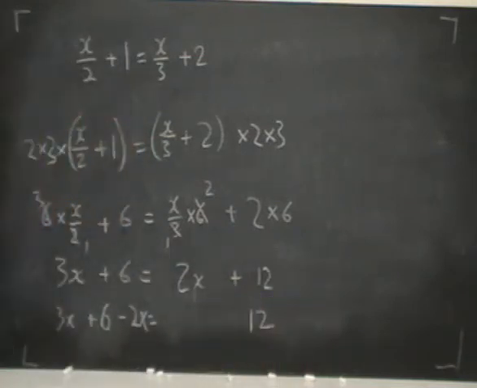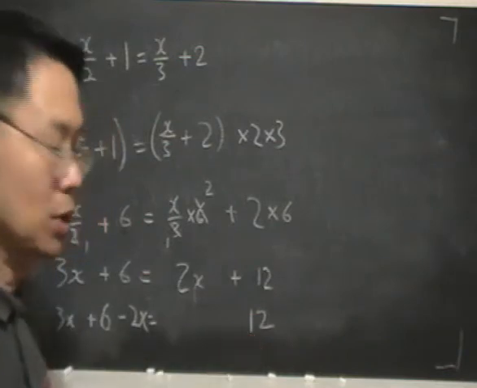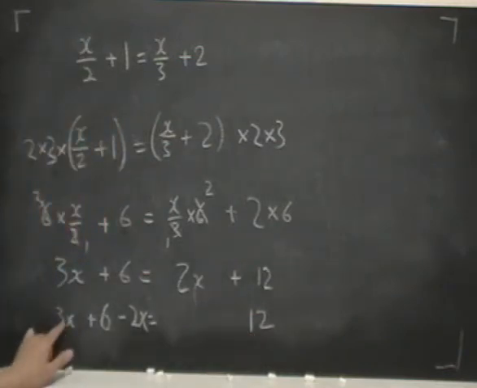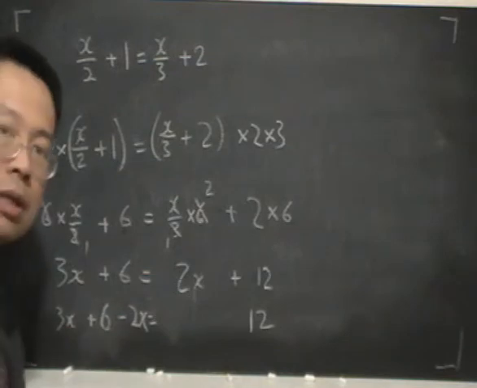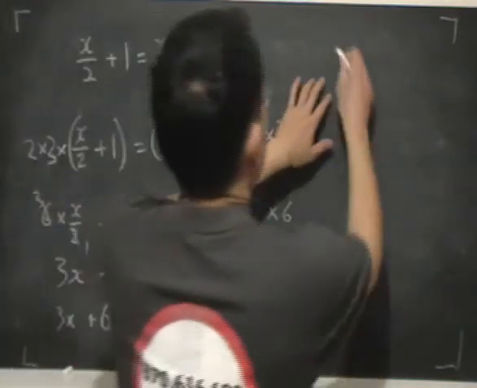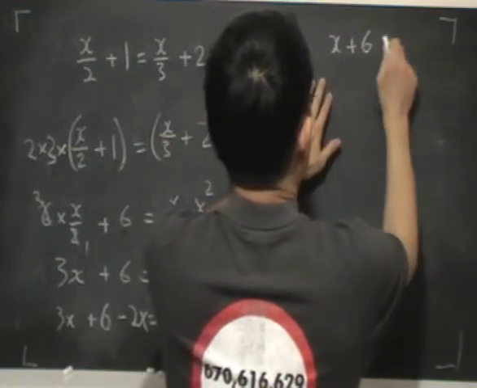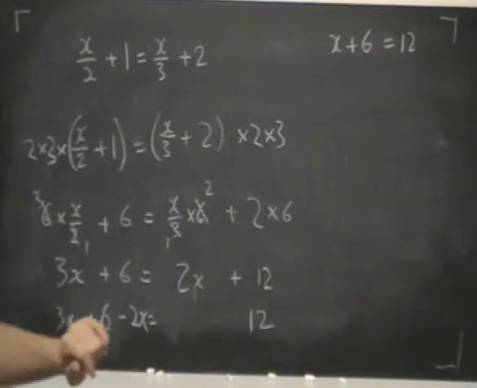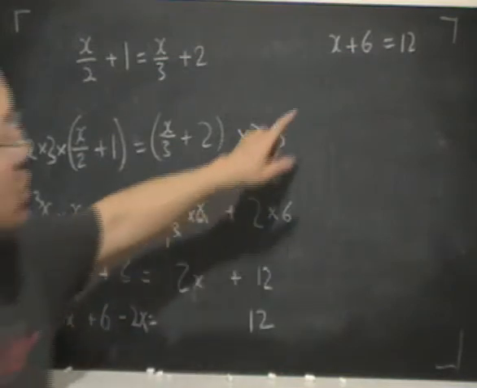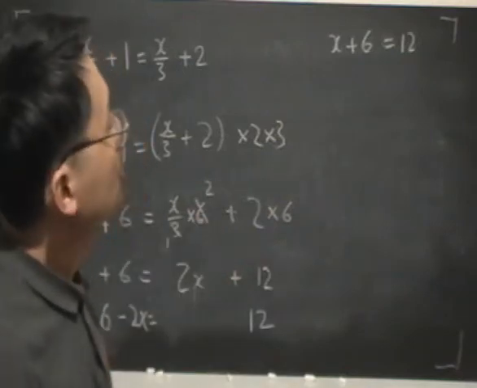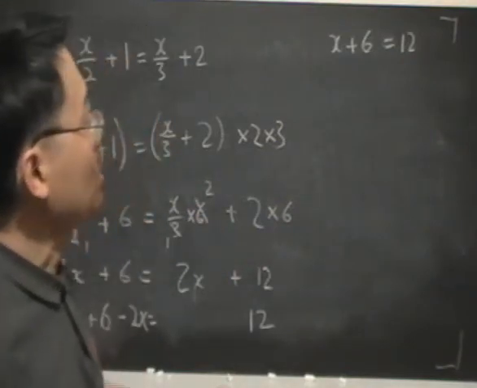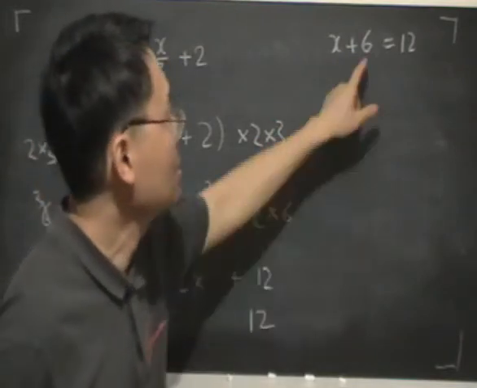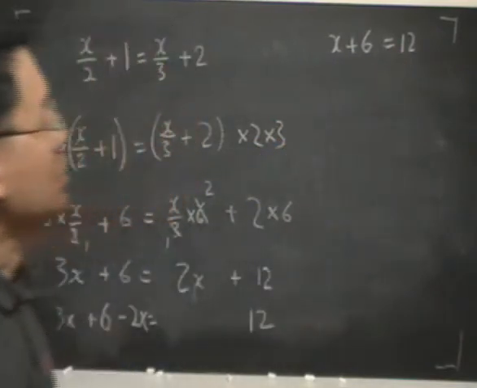So on the right side, I only have the number 12 left. And on the left side, I have 3x plus 6 minus 2x. Okay, we know that 3x minus 2x is x. x plus 6 is equal to 12. Right? So that's what we get after we do 3x minus 2x. And it's looking quite simple now, and you can even guess that x is 6 because 6 plus 6 is 12. So let's carry this through.